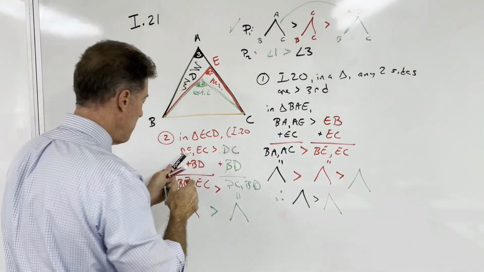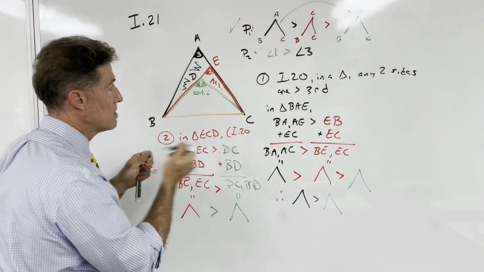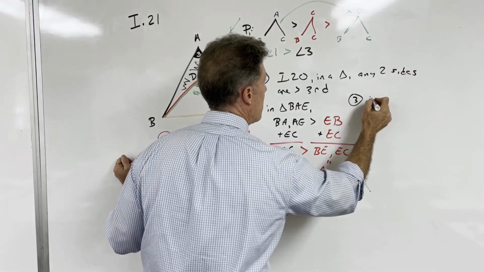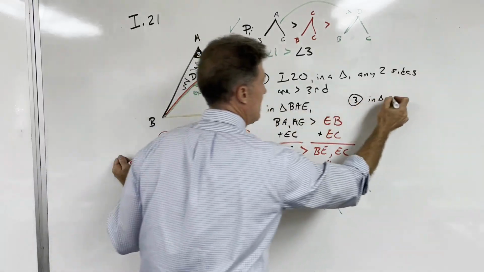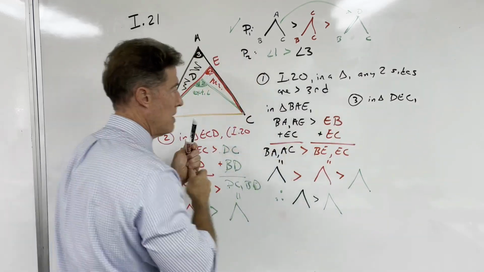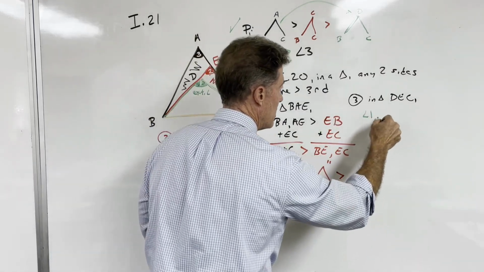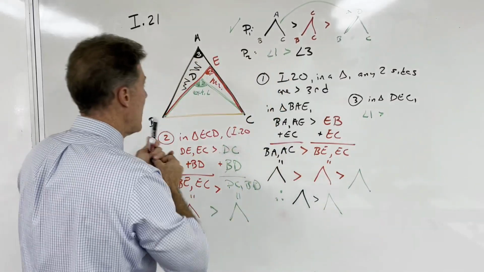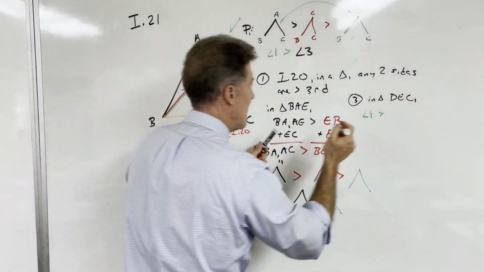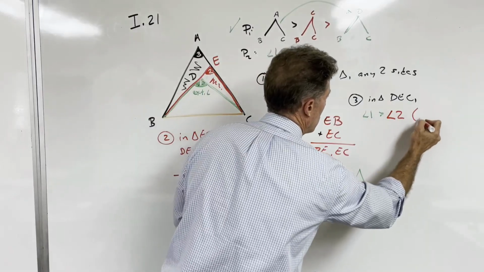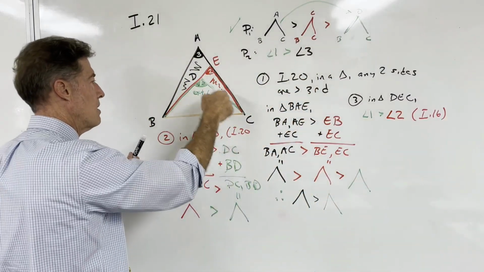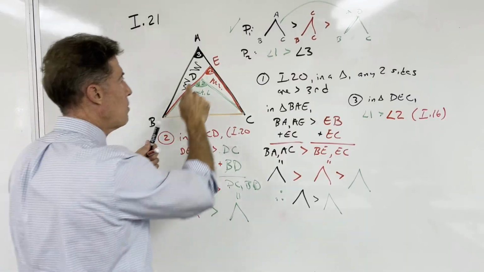And we know from Proposition 16, here we're doing the third step, that in triangle DEC, angle 1, the exterior angle, has to be greater than either of the opposite interior angles, which would be this angle here or this angle here. So in this case, angle 1 has to be greater than angle 2. This is Prop 16 of Book 1. It tells us the exterior angle is always greater than either of the two opposite interior angles. So 1 is greater than 2.